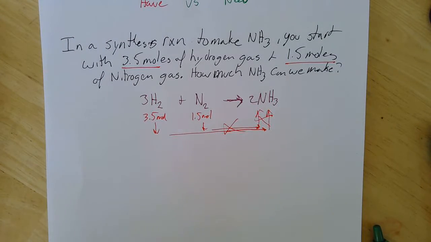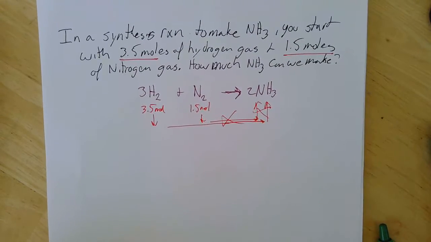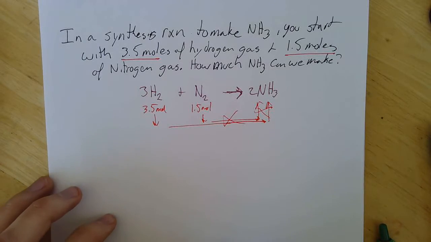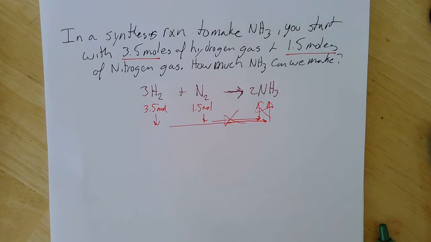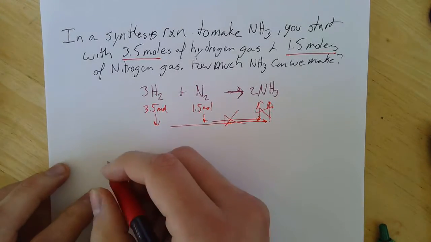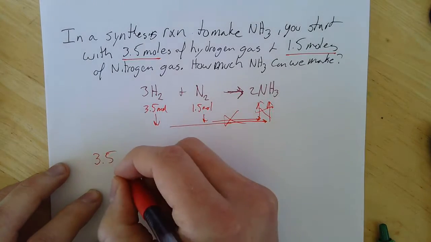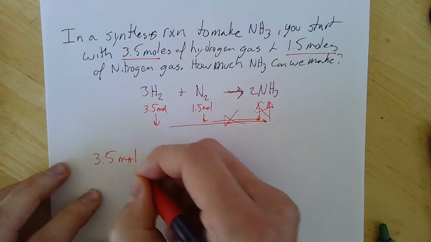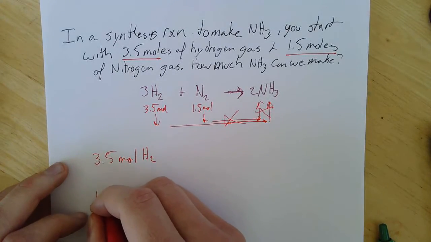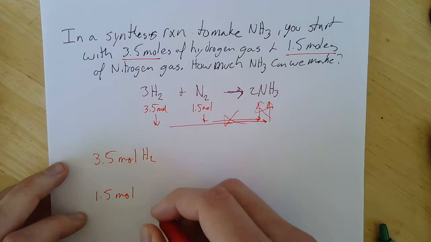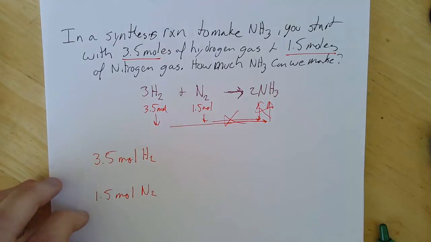The nice part about this problem is we're already at the moles. We can compare elements when we know their number of moles. So I'm going to start with what I know, just like in any other problem. This is going to look a lot like 2 weeks ago when we did empirical formulas. It's got the same feel to it. So I'm going to start with what I know. I have 3.5 moles of H2, and I have 1.5 moles of N2. That's what I have.